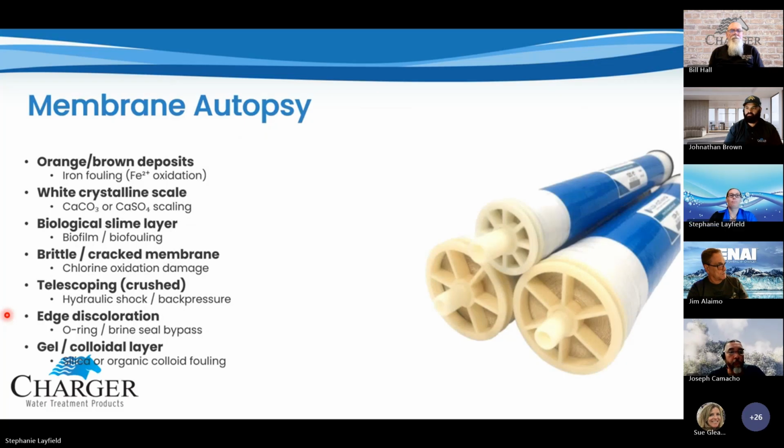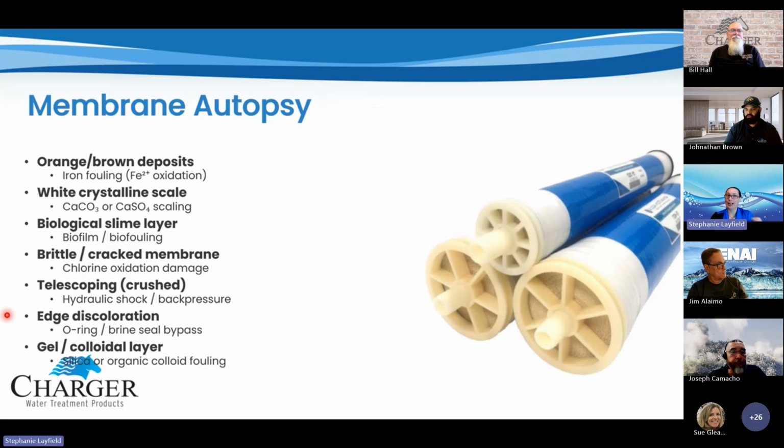And if nothing else and you can't figure out what's going on, do a post-mortem. Take that membrane, cut it open, see what it's doing in there. That will help you identify what the problem was at the beginning. So what do I need to do to fix this fouling on the membrane? If you see it's obviously orange-brown and you're on a well that you know has iron, well, we got iron onto the membrane and it's oxidized, we can see it.